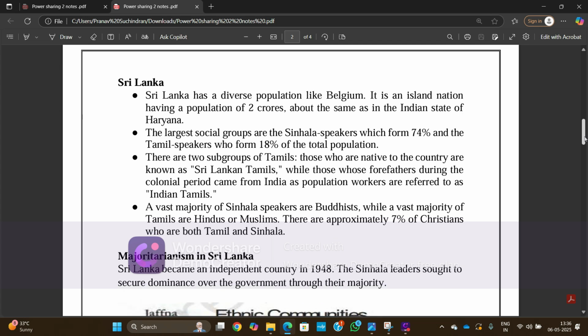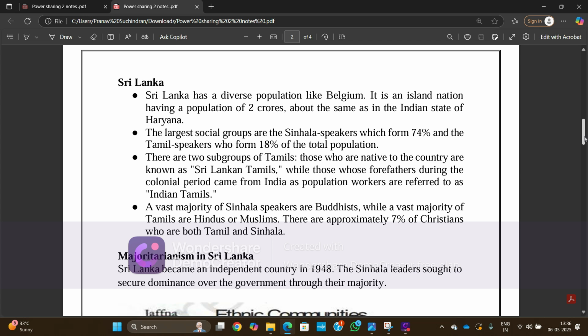Now, let us look at the case of Sri Lanka. Sri Lanka has a diverse population just like Belgium. It is an island nation having a population of about 2 crores, which is almost the same as the population of our Indian state Haryana. The largest social group in this country is the Sinhala speakers.